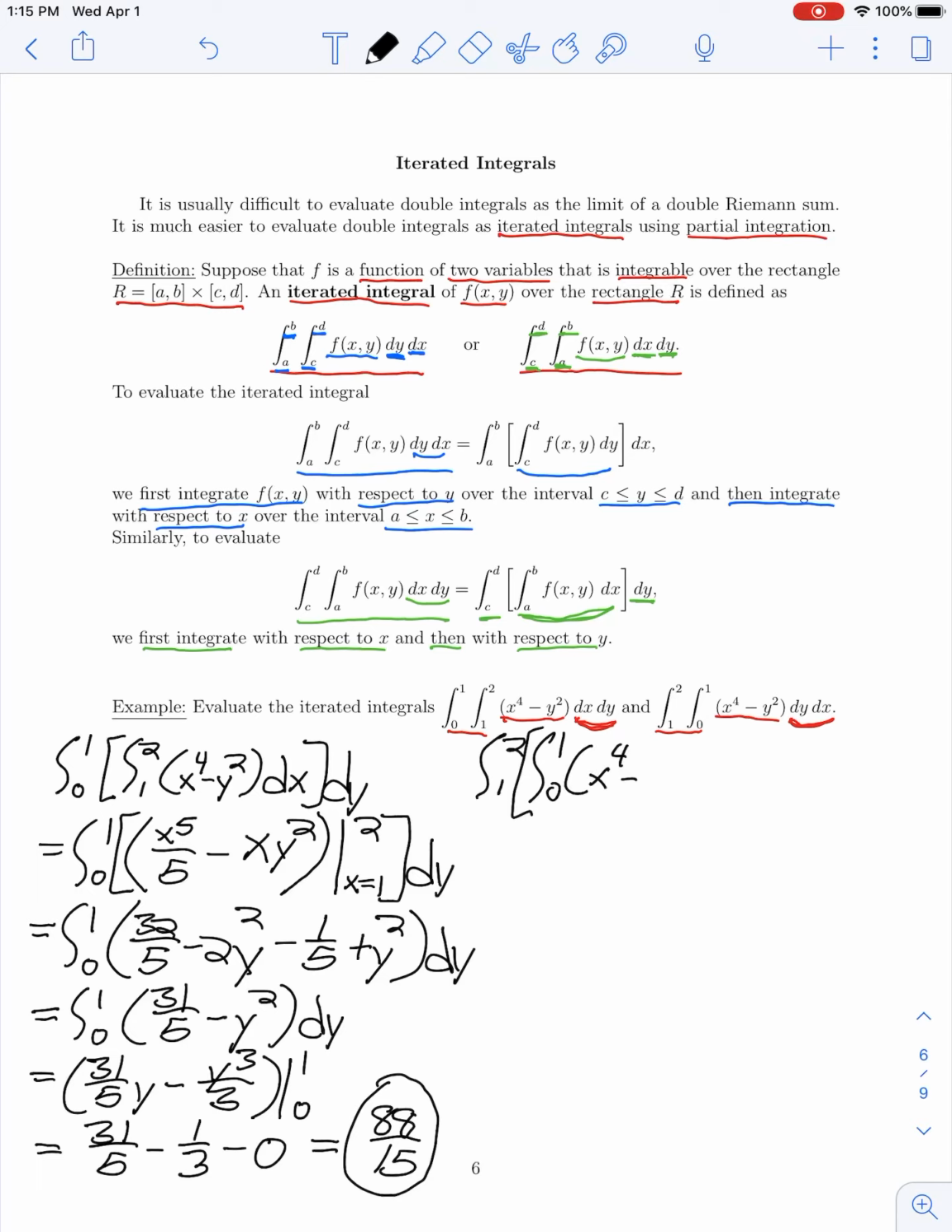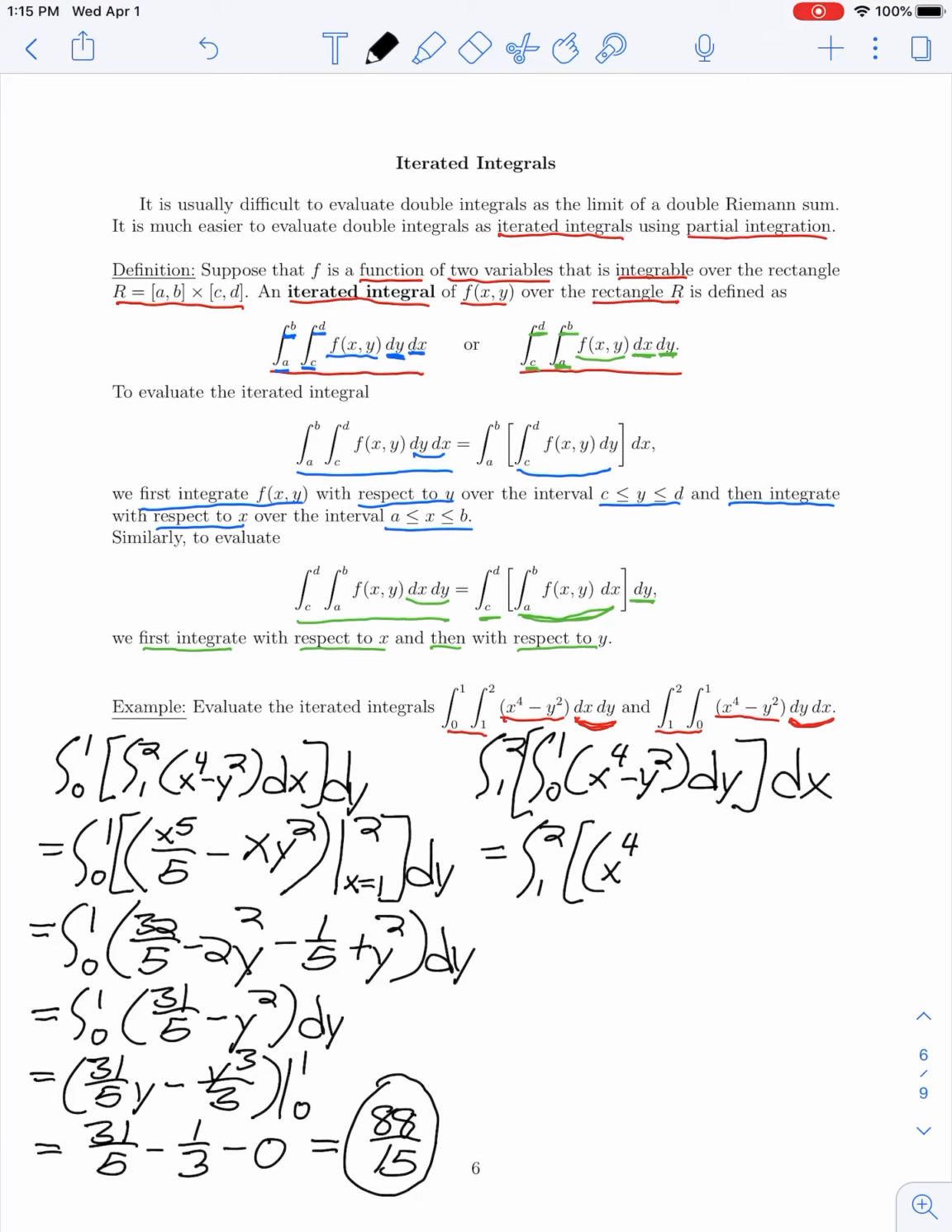where we had the order dy dx. So to evaluate the integral from 1 to 2 and 0 to 1 of x to the 4th minus y squared in the order dy dx, we first integrate with respect to y, and then whatever we get, we will integrate with respect to x. So let's see what we get.